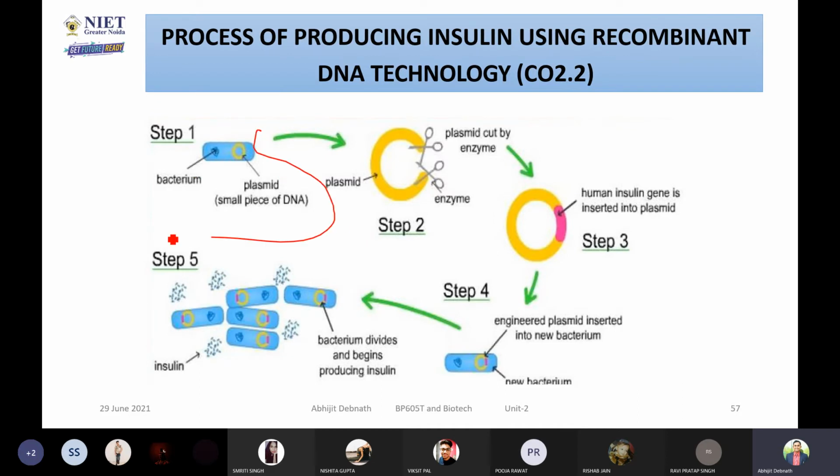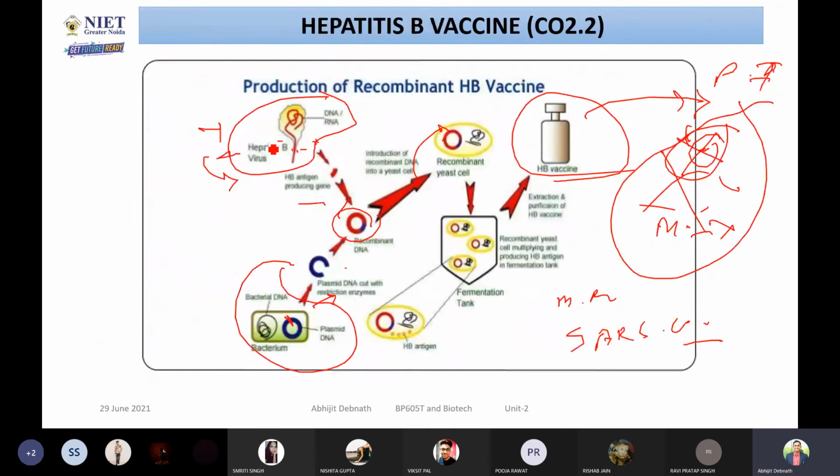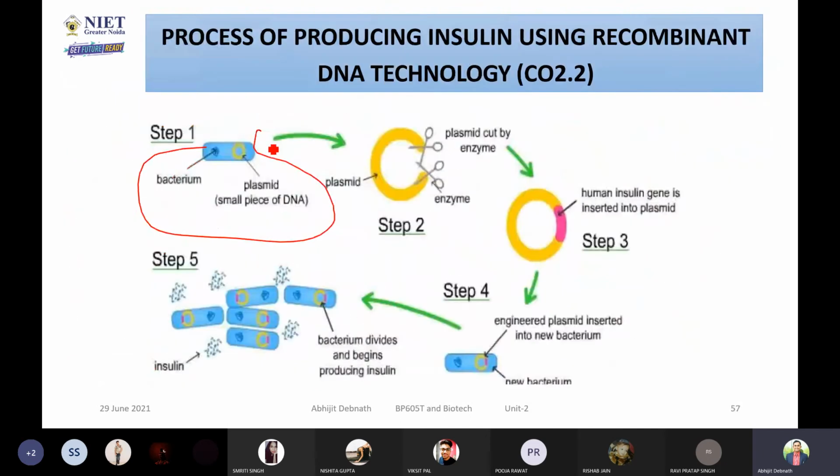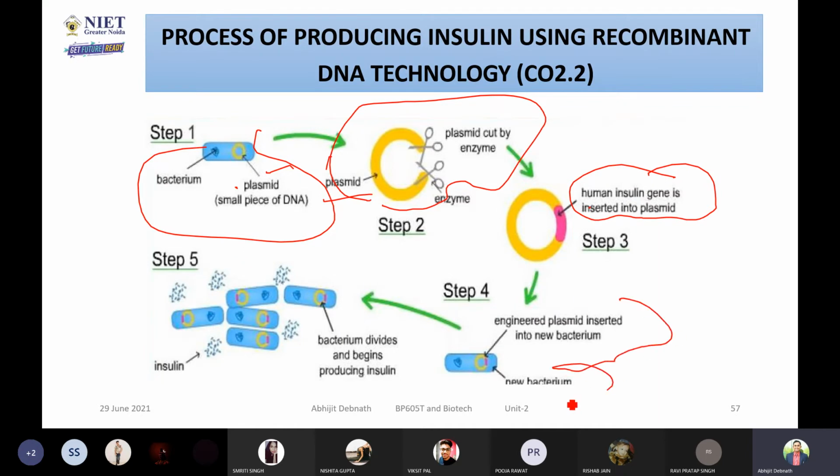So this is a bacteria. Again, the same process. Whatever you have seen in the production of the hepatitis B vaccine, and in the case of interferon, and whatever you have seen earlier, the same recombinant DNA process will be followed here also. Here you have to take a bacteria. You have to insert the insulin-producing gene into the bacteria's plasmid, the human insulin-producing gene. After that, when it is inserted into the bacteria and you keep the bacteria in the cell culture medium, the bacteria will grow and it will also produce some amount of insulin.